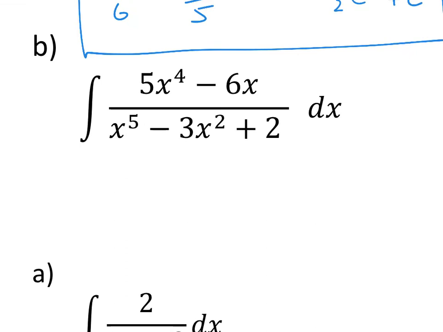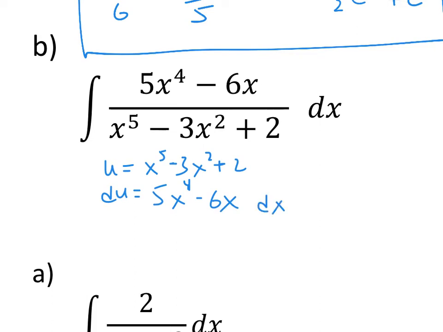Here, this looks a little more complicated. Sometimes if we have a fraction like this, we can actually divide it out. In this case, we can't, but we're looking for a connection. Is there a connection here? And there is. We want u to be x to the 5th minus 3x squared plus 2. That makes du 5x to the 4th minus 6x, and that's it. And that's dx, right?